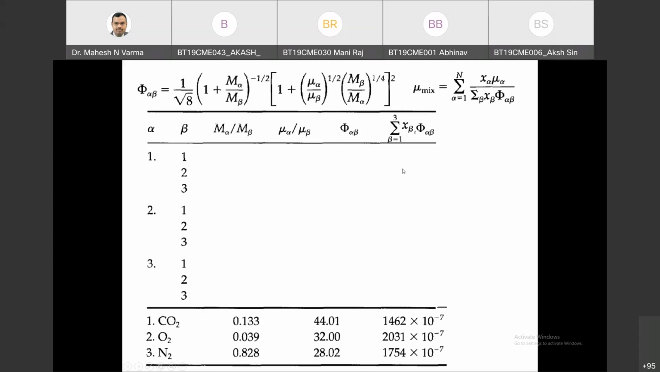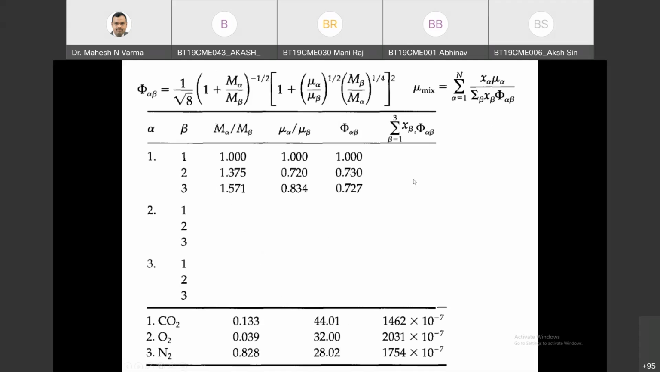This interacting parameter you got, you get this term, the summation of x beta. So this again is mole fraction multiplied by interacting parameter. You get this term, substitute in this equation. So you can see this is the ratio of molecular mass: 44 divided by 44, 44 divided by 32, and 44 divided by 28. Similarly, this is the ratio of viscosity. Now substitute this in this equation.